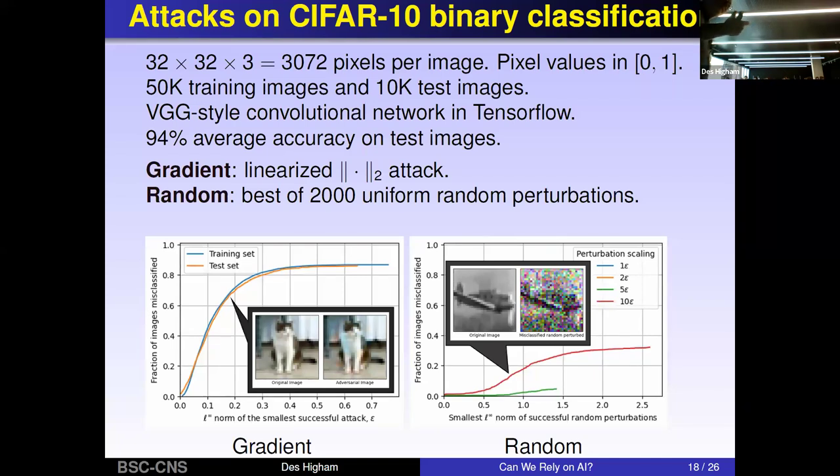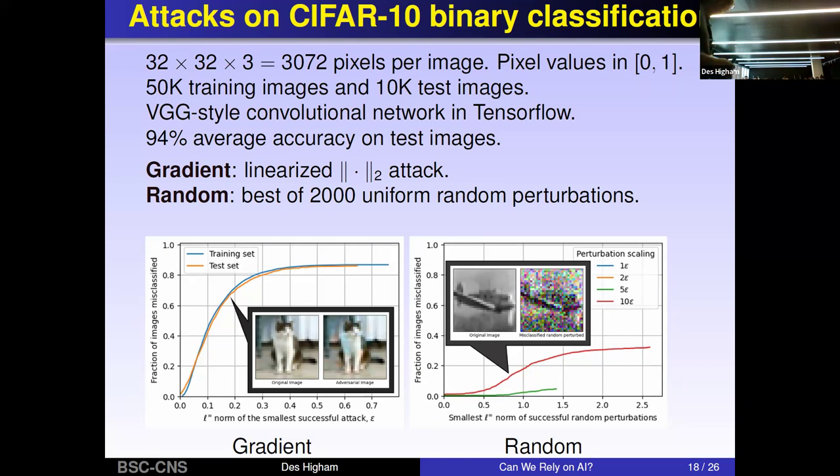We set up binary tests. For each experiment, we just took two of the categories and tried to take an image in one category and get it misclassified into the other category. So it might be cats to aeroplanes. Take images of cats, try to make them become predicted as aeroplanes. We did lots of those pairwise, binary experiments. We're using an accurate neural network here.